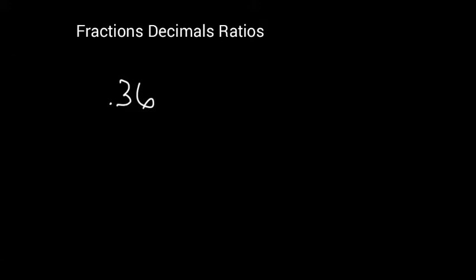Alright, so let's talk today about some fractions, decimals, and ratios. So I have the decimal there, 36 hundredths, and we want to turn that into a fraction in simplest form. So you put it into a fraction just like you read it, 36 hundredths. So it's going to be 36 over 100. Except that's not in simplest form. In order to put it in simplest form, you need to reduce that fraction.